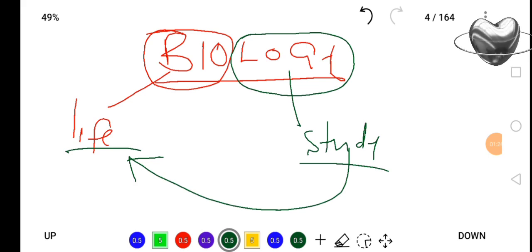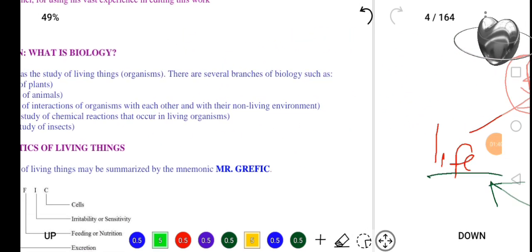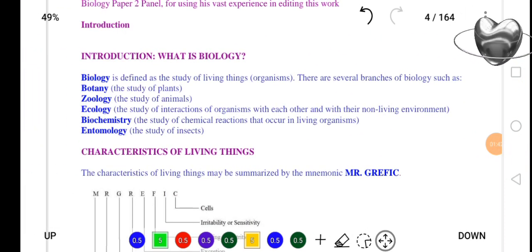Therefore, in this lesson of today, we are going to focus on the topic Introduction to Biology. So without wasting time, we are going to go to the summarized notes, and the summarized notes will introduce us to the introduction to biology.